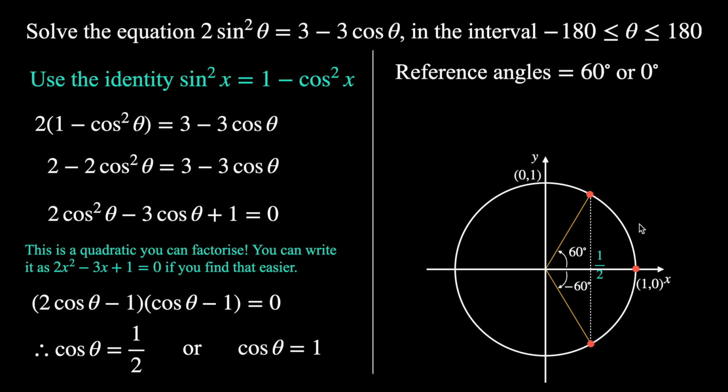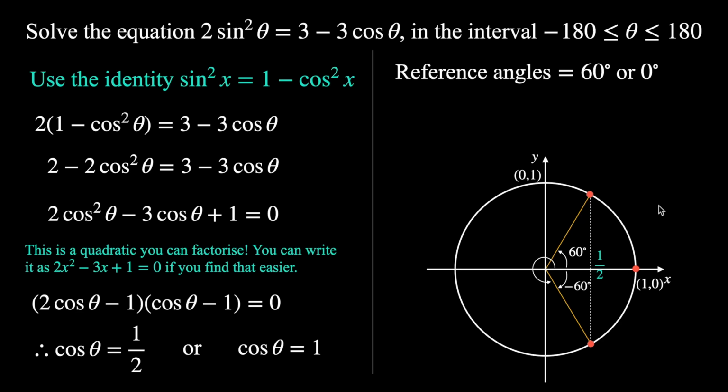Okay, so what are all of our solutions in this interval? So we have 60 degrees, negative 60 degrees, 0 degrees. Are there any other possible solutions? So for example, I could go all of the way around to this second point in the positive direction, but we can see that's more than 180 degrees. So we don't need to include that solution.